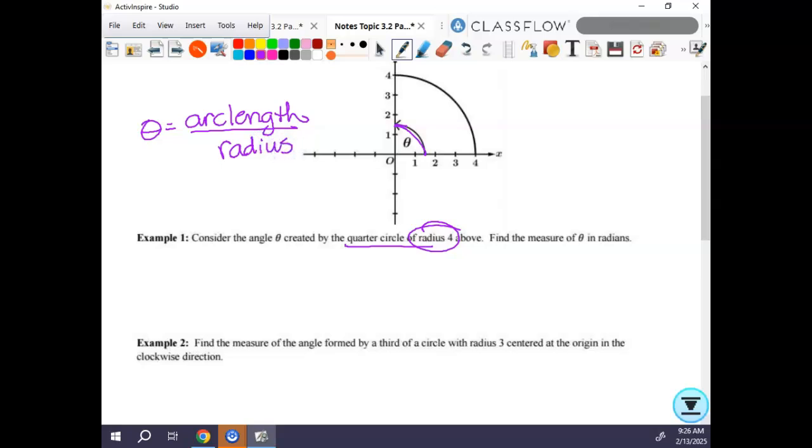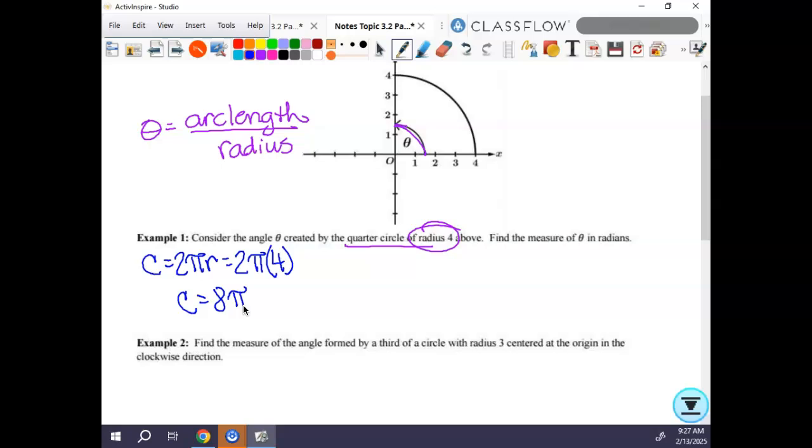So in order for me to find arc length, I have to find the circumference. So I'm going to start with circumference is 2 pi r. What is the radius here? 4. So it's 2 times pi times 4. Circumference is 8 pi. There you go, right? Piece of cake.